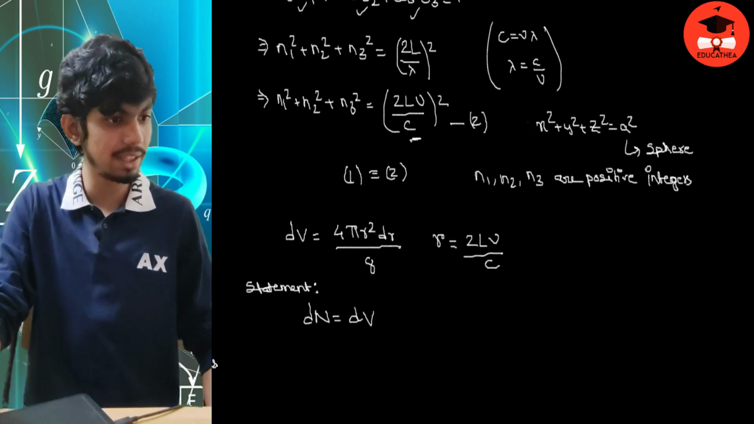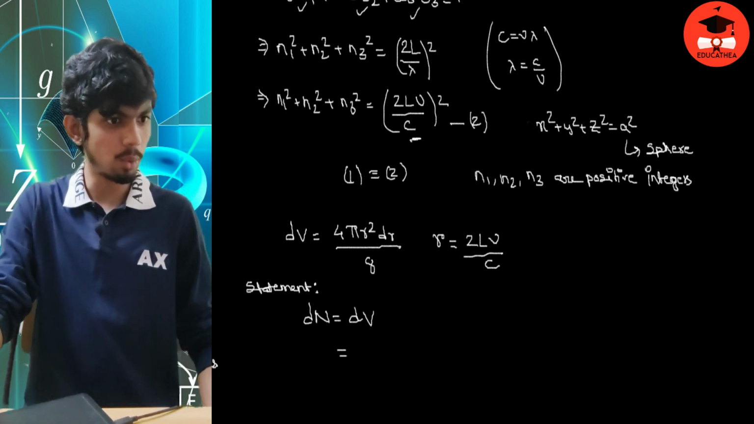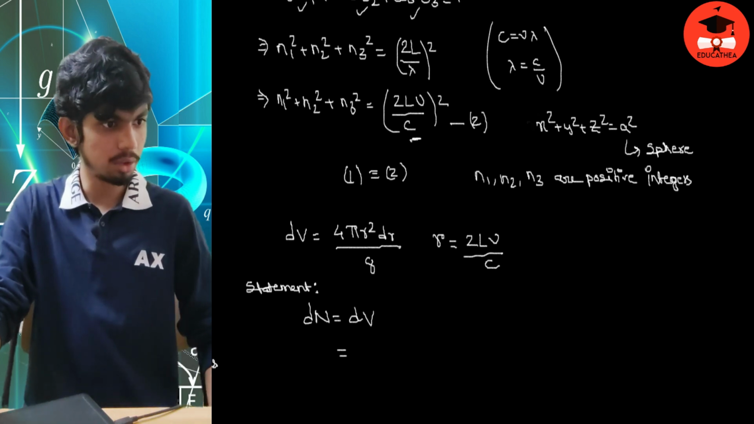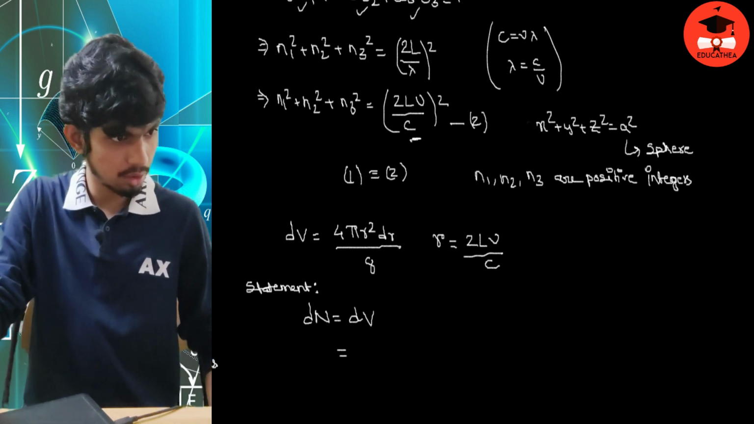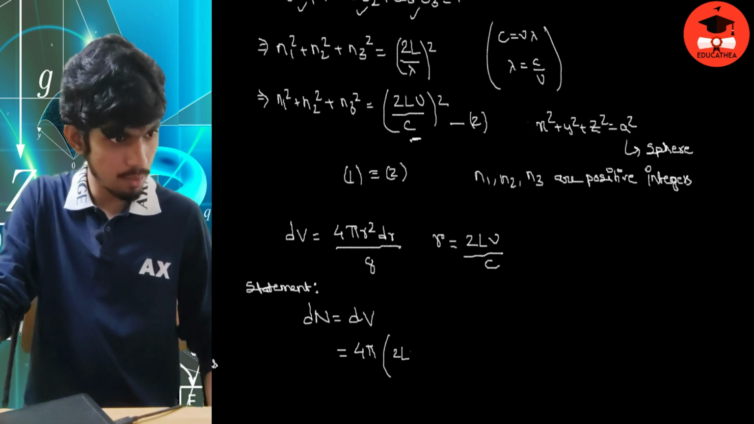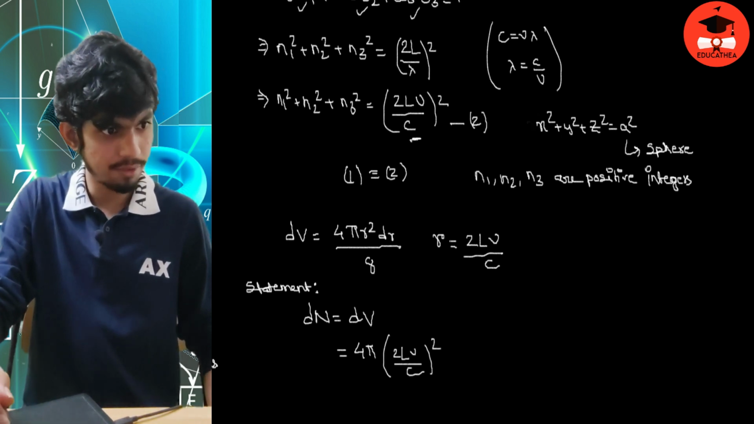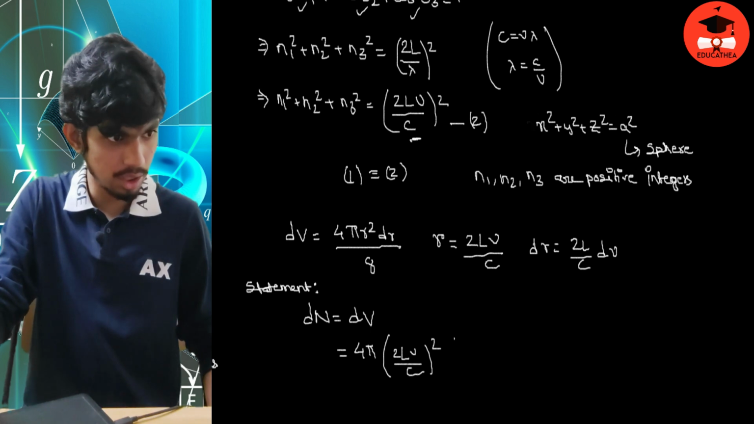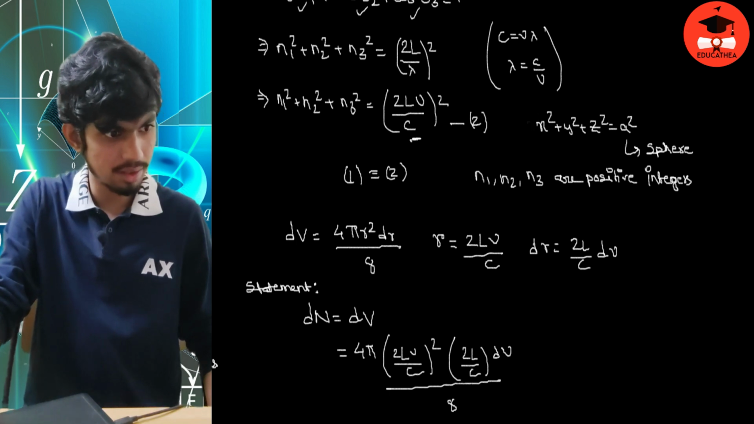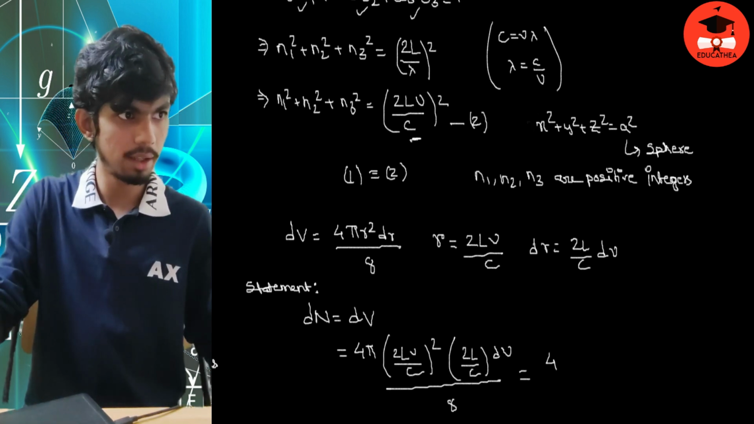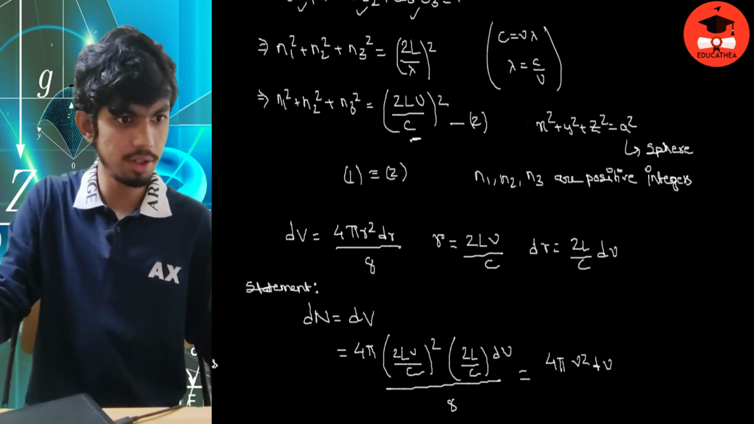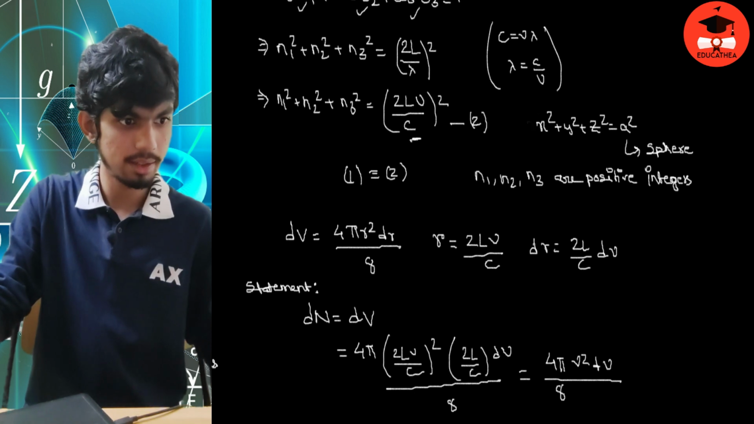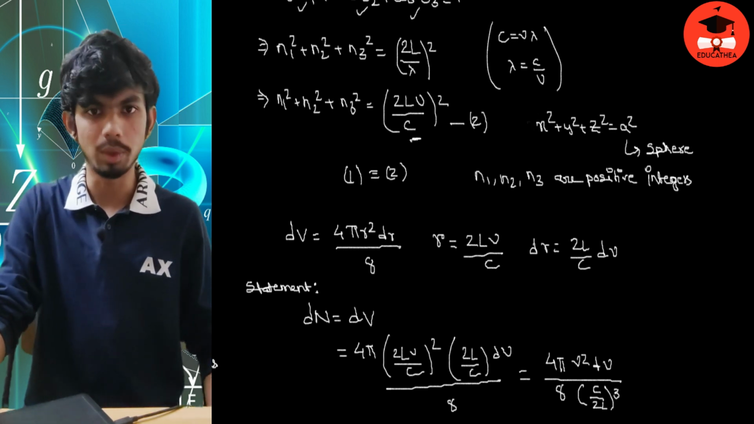So now that we have proved that dn equals dv, I want to put down the value of r over here and give you an elaborated expression. So if r is 4 pi 2L nu by c whole square, then dr will be nothing but 2L by c into d nu. So this is what dr is, 2L by c into d nu divided by 8, which will give you 4 pi nu square d nu divided by 8 into c by 2L whole cube. This is what you will get.